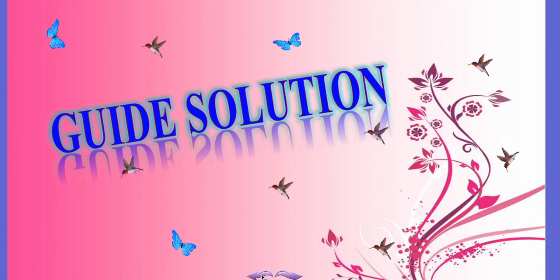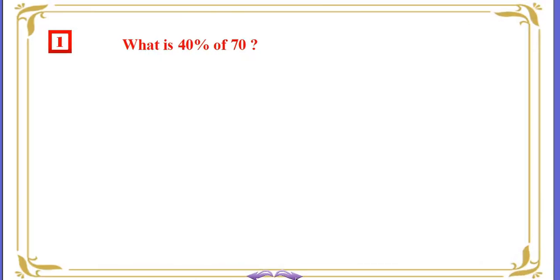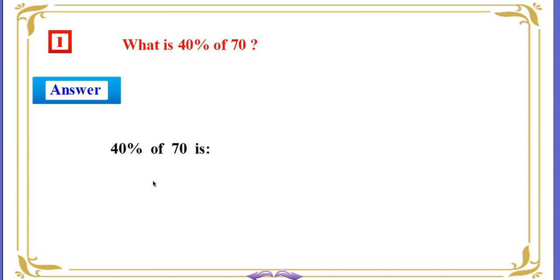Now we start watching the solution. Exercise 1. What is 40% of 70? How do we do it? The answer is: 40% of 70. We only replace the word "of" by the calculation multiply. You see, we replace the word "of" by multiplication.